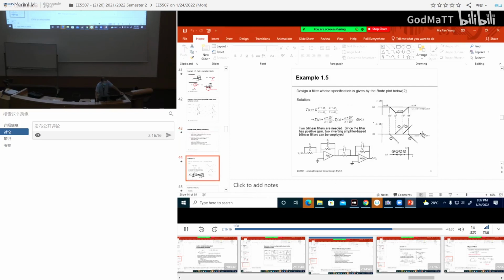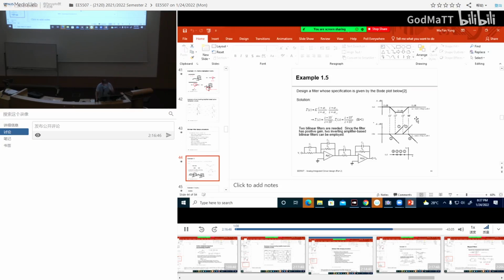So this example here. If I give you this kind of Bode plot, and I say this is a filter I want, the magnitude function looks like this. 0 dB, then it starts coming down, first breakpoint at 100 radian per second. And then at 1K, it's flat. At 10K radian per second, it goes up.